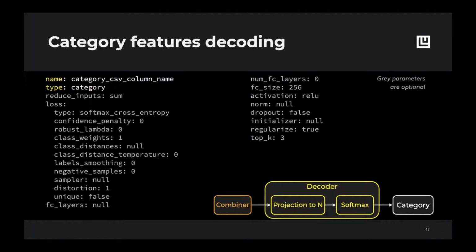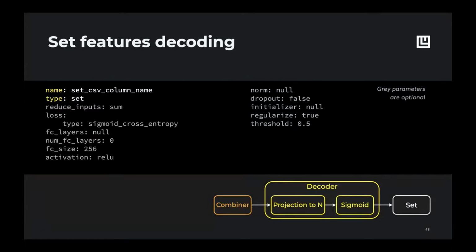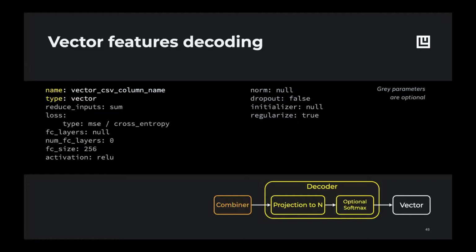Category features are useful for performing multi-class classification. And in this case, the projection is to n, where n is the number of classes, and so the softmax is applied on top. And you also here have a bunch of potential loss options and many other parameters for the loss to play around with. Set features, on the other hand, are used for multi-label classification. And here there's a sigmoid instead of the softmax and a sigmoid cross entropy as loss. Vector features are pretty useful, in particular for weak supervision. If you're familiar with that, you can have labels that are probabilistic in nature, and vector features are pretty useful for that.